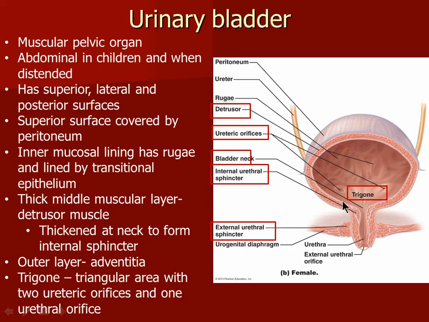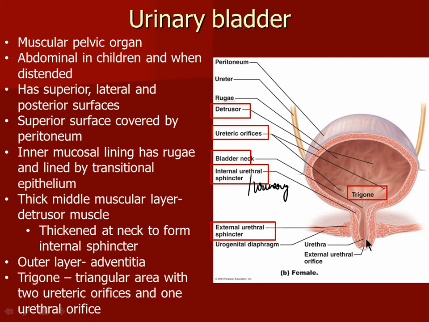And this detrusor muscle, at this point where this internal urethral orifice or opening is, gets thickened in that area to form an involuntary sphincter, which is called the internal urethral or internal urinary sphincter. Urethral and urinary are kind of interchanged at this point. So it's thickened there and it forms an involuntary sphincter because this is smooth muscle. And then the outermost layer of the bladder is the adventitia.